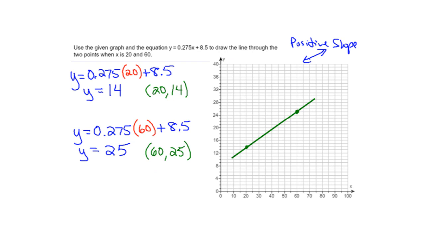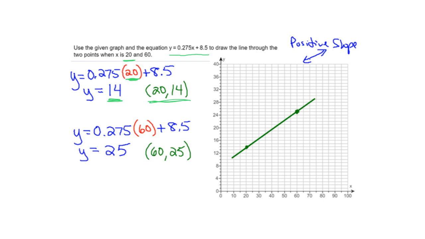Okay, so in the homework, they want you to take some of these equations, substitute in for x, get y, and then plot the 2 points. So they gave me this equation, y equals 0.275x plus 8.5. I'm going to substitute in x equals 20 for the first one. When I do that and put it in my calculator, I get 14 back out. So that's my ordered pair. I put the x of 20 in, I got 14 back out. So that's one of my ordered pairs.